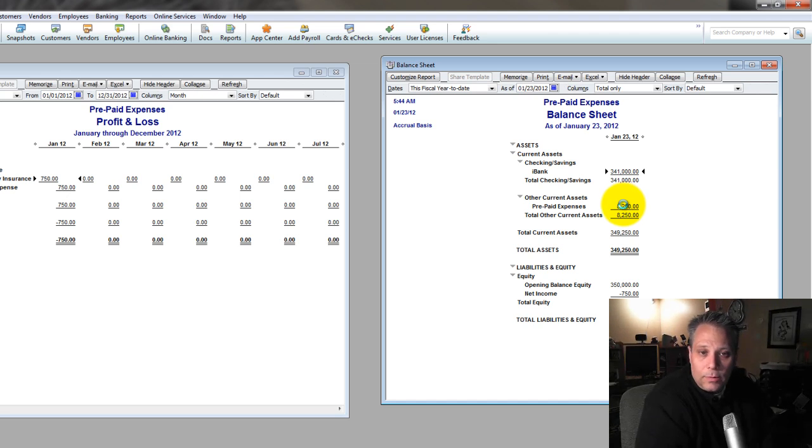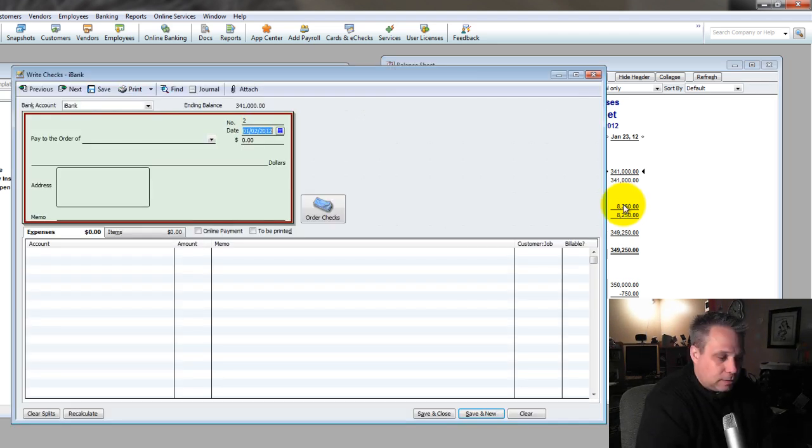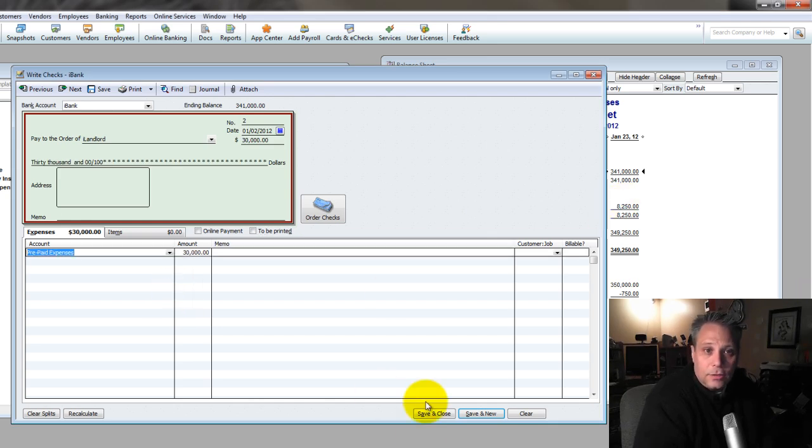Now let's say I also happen to prepay my rent. And you'll see in a minute why I want to demonstrate this with at least 2 prepaid expenses. So let's pay the landlord for, let's say the rent is $2,500 a month, right? $2,500 times 12, $30,000 for the year. Goes into prepaid. And let's do that journal entry.